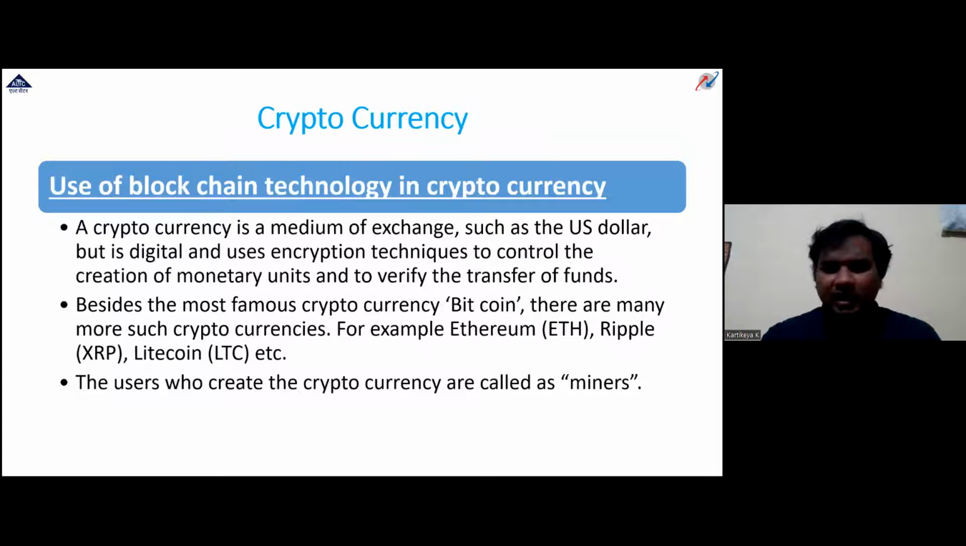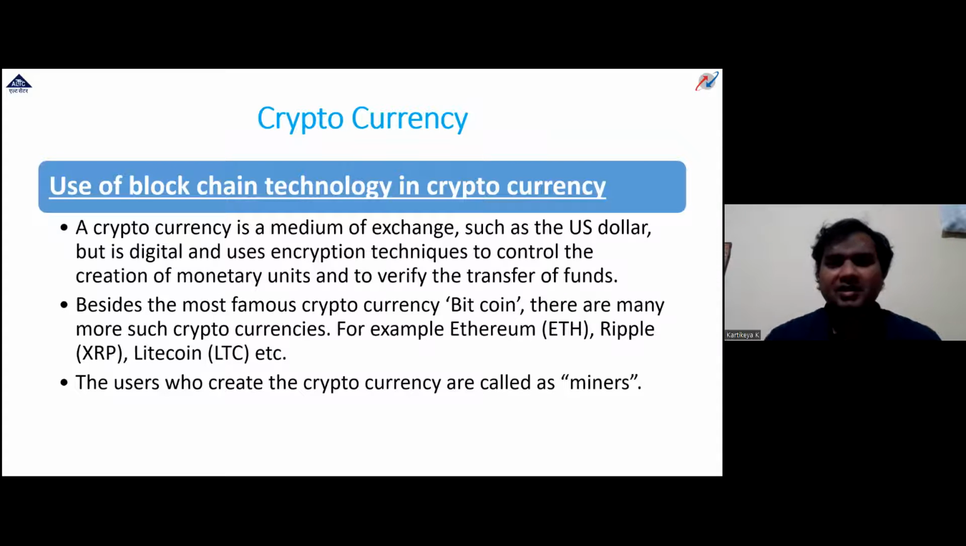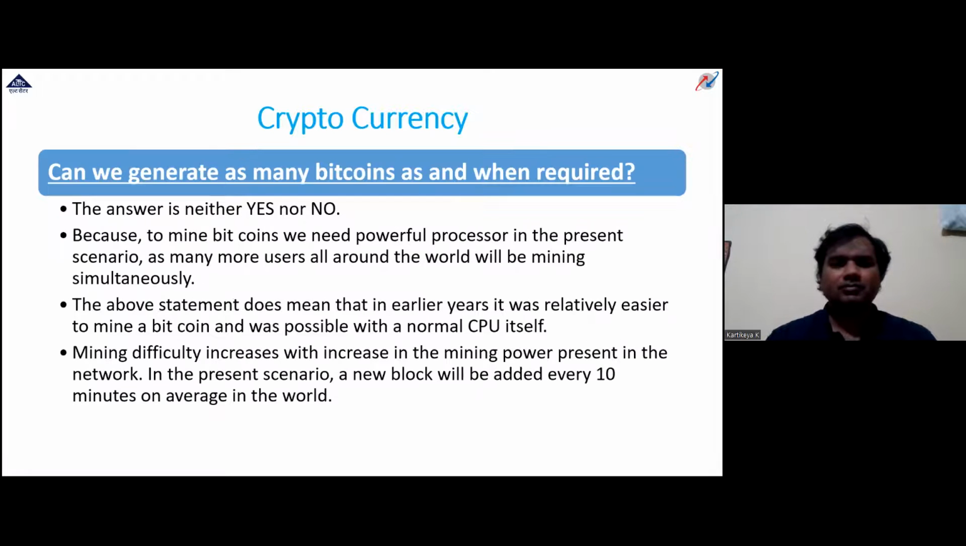Like normal currencies, cryptocurrency is also a medium of exchange, such as the US dollar, but it is digital and uses encryption techniques to control the creation of money. Just because it is in electronic form doesn't mean it can be created as we wish. It will be created, but in a controlled fashion. Bitcoin is the most famous cryptocurrency, but not the only one. There are others such as Ethereum, Ripple, Litecoin, etc. The users who create Bitcoin are called miners. They actually mine the Bitcoins.